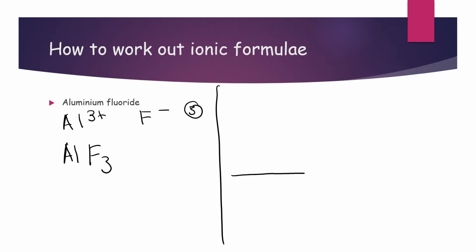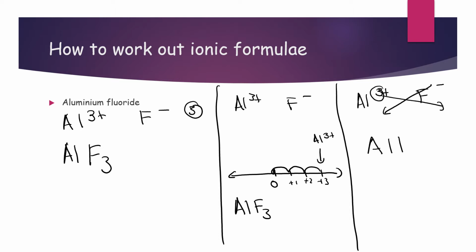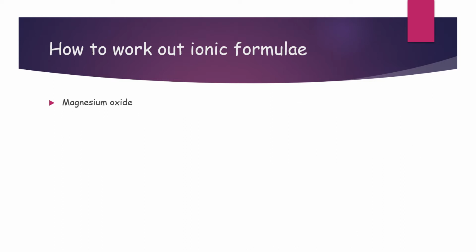Let's try the number line. Al3+, F−. So here is 0, 1, 2, 3, plus 1, plus 2, plus 3. So this is where our aluminium is residing. How many fluorides do we need which have a charge of −1? 1, 2, 3 to bring it back to 0. Third method, swap and drop. Al3+, F−. 3 down there, 1 down there, becomes AlF3.